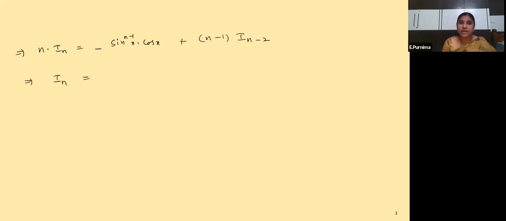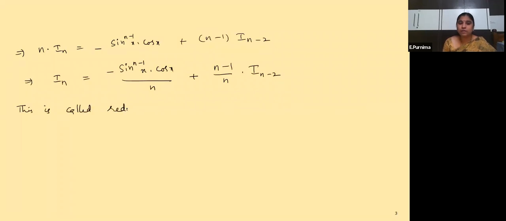In is equal to this, n also is sending to the other side. It goes to the denominator: In is equal to minus sin^(n-1)x into cos x by n plus (n-1) by n into I(n-2). You children understood? So now this is called as what? This is called the reduction formula. This is called the reduction formula for what? Integral sin^n x dx.